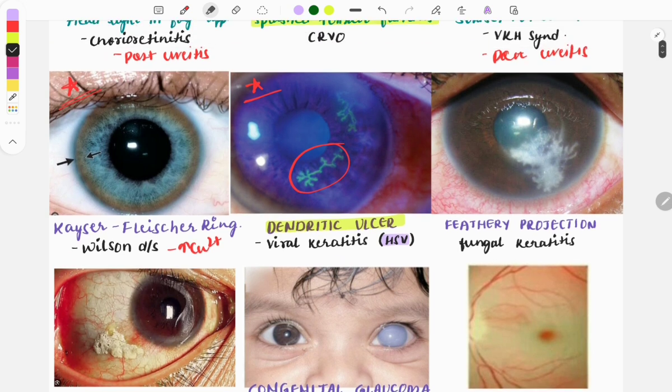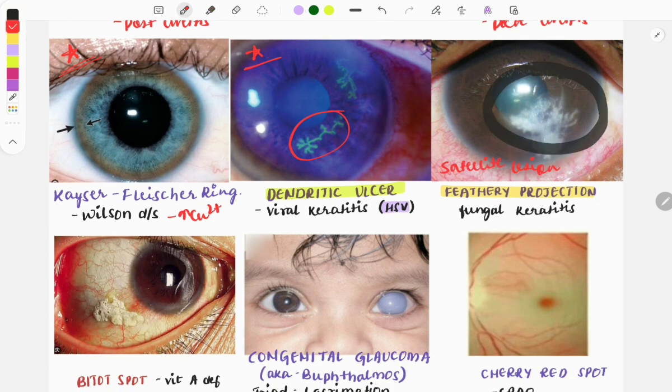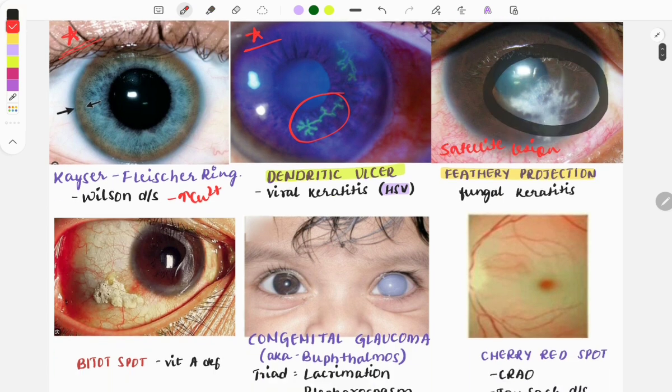Then the next image, as you can see here in this image, there are feathery projection kind of thing. So this finding is seen in the fungal keratitis and called as feathery projection. This is also called a satellite lesion. And questions are also asked on the treatment. So you need to see all the points related to the keratitis.